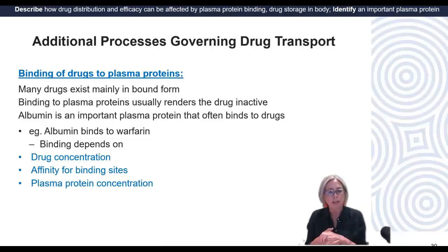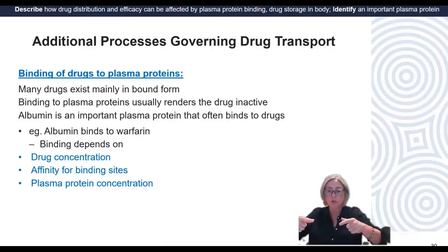Okay, now the binding itself depends upon the drug concentration, also the affinity for binding sites on the albumin here. So we do have drug interactions that occur if you have a couple of drugs that are competing for the same binding sites on the albumin. And one that does exist is between ibuprofen and warfarin. And when you're thinking about this type of drug interaction, because it involves drug transport or distribution, that's a phase of pharmacokinetics, right? So it's going to be a pharmacokinetic interaction.